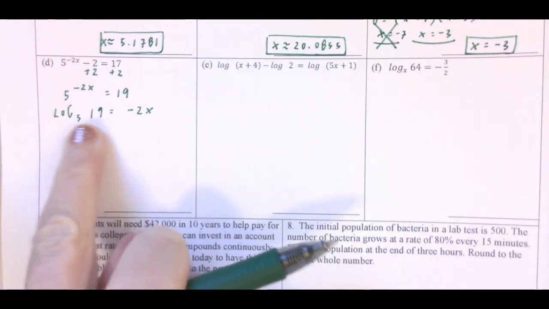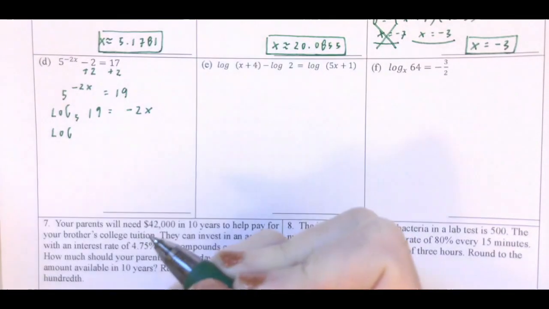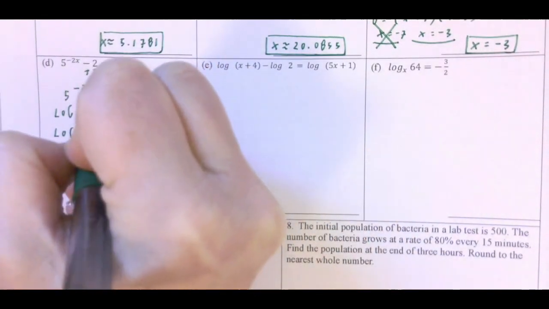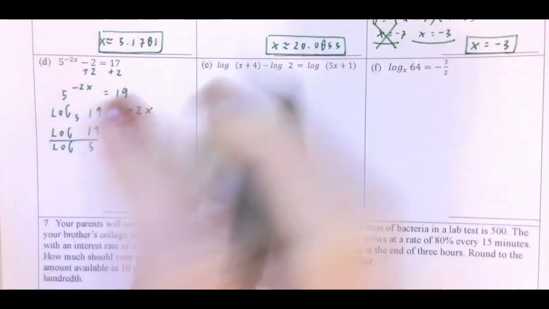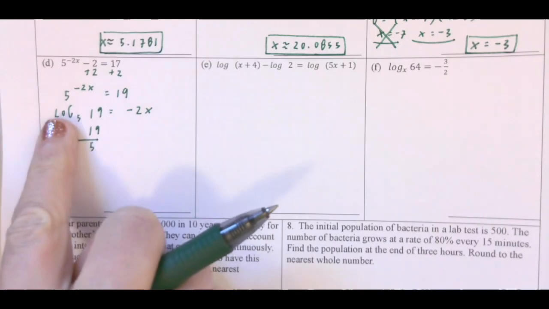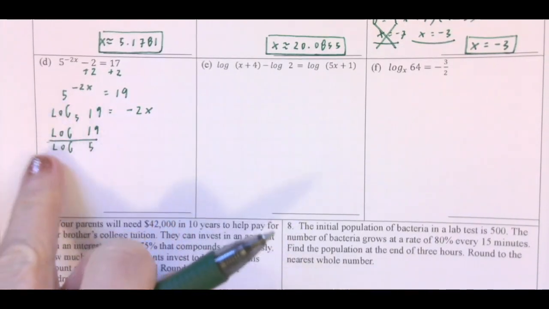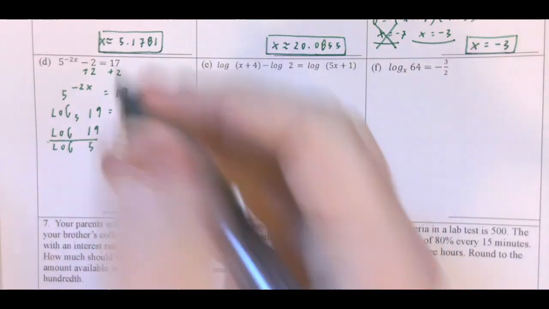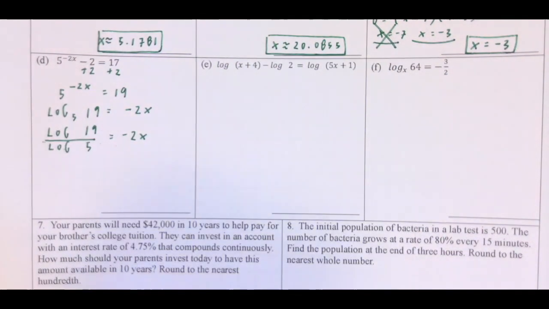And here I can use change of base. So it's now going to be base 10: log 19 over log 5. They're both base 10, so my calculator can handle it. So always log of the argument over log of that base. Here, we're changing it to base 10 equals -2x. And I can type that into the calculator.